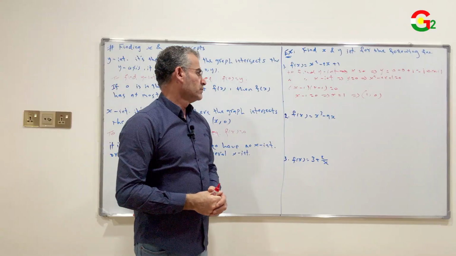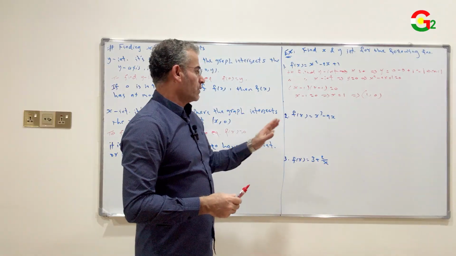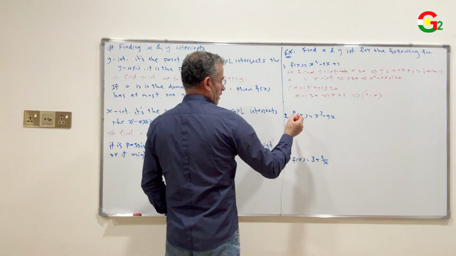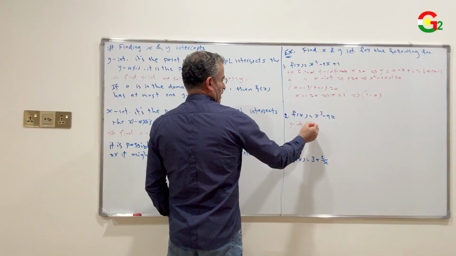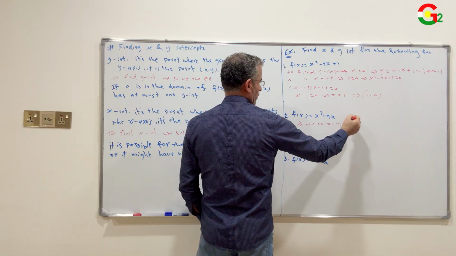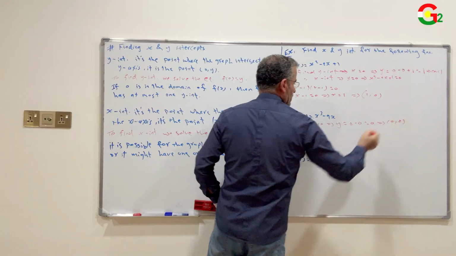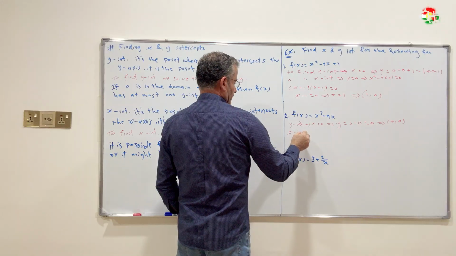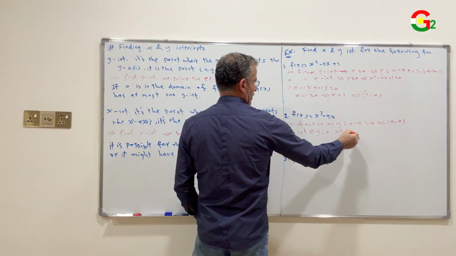Example number 2, f(x) equals x power 3 minus 9x. Also, this function is a polynomial of degree 3, 0 is in the domain, so there exists a y-intercept. To find the y-intercept, set x equals 0 and find the value of y. y equals 0 power 3 minus 0 equals 0. Therefore, (0, 0) is the y-intercept.